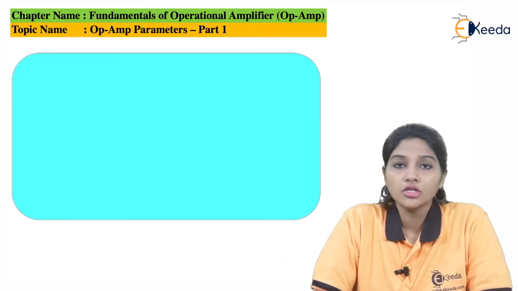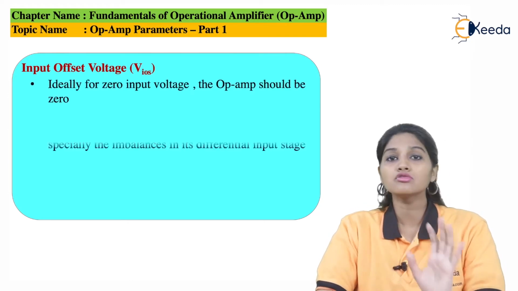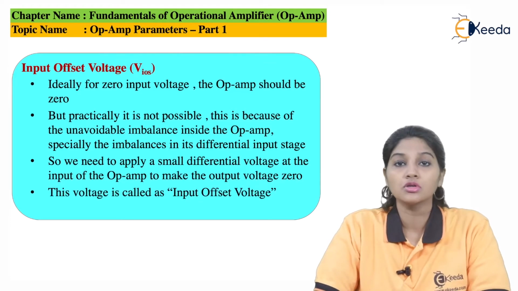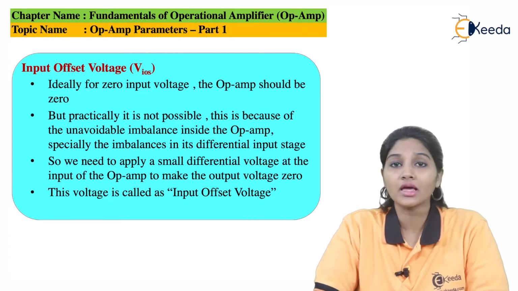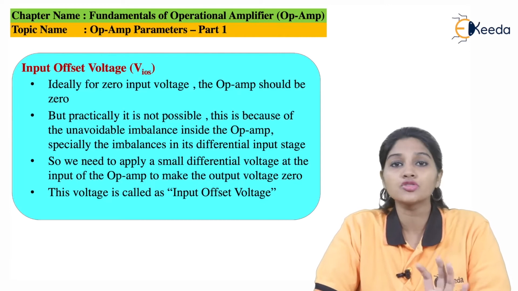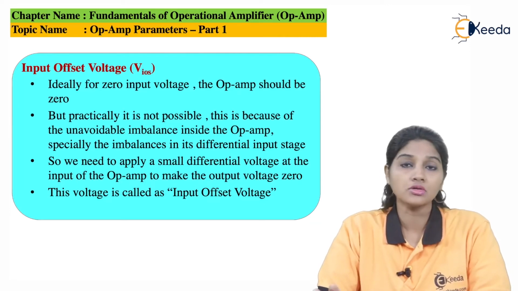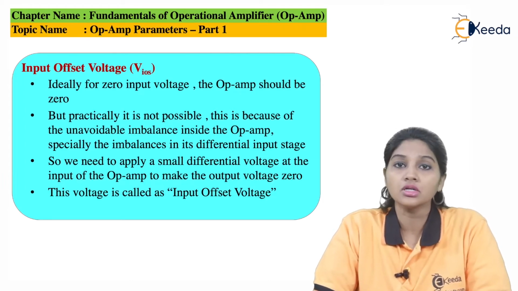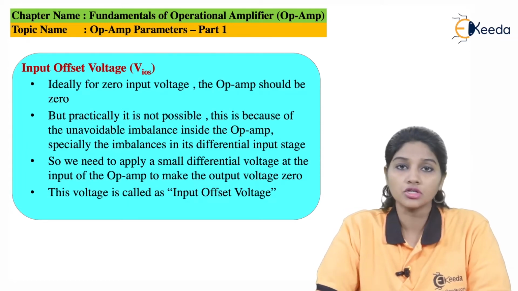The next parameter that we need to consider is input offset voltage VIOS. Ideally, whenever there is no input signal, the output is supposed to be zero. But practically, it is not possible. Due to the imbalance present at the input stage of the op-amp, or due to the variation in the characteristics of the transistors used in the input stage, some amount of voltage is present at the input stage, because of which the output appears at the output terminal even if we are not applying any input. So it is very important to reduce that output voltage to zero.